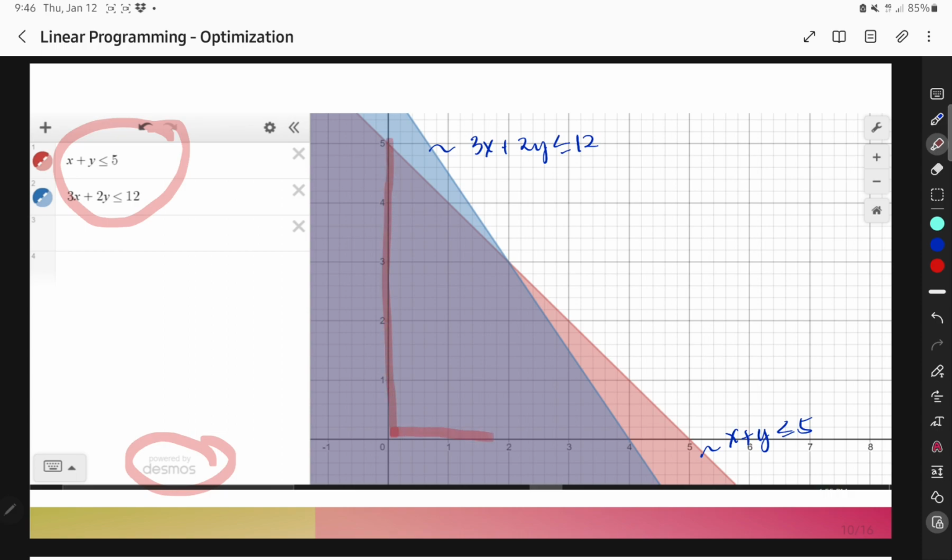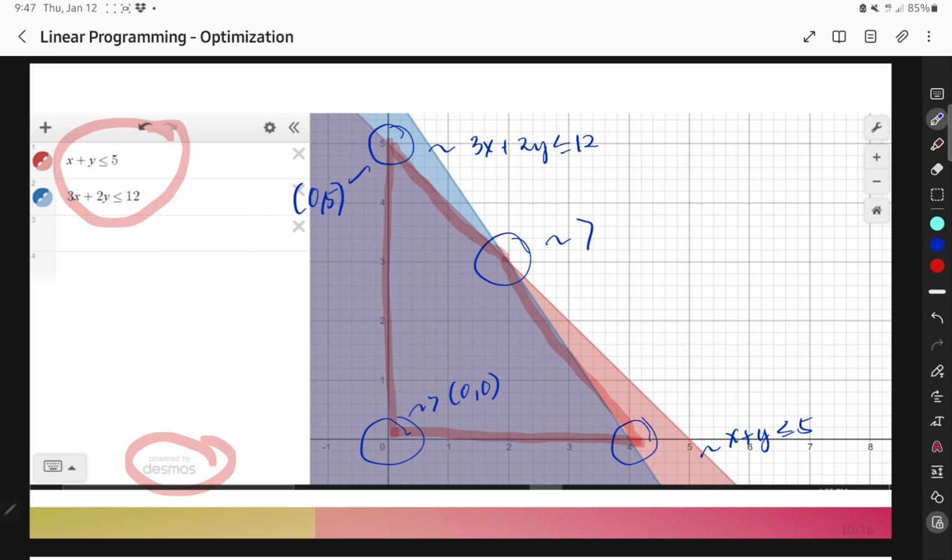So, this, this is the area where the two overlap. And for our corner points, we have these points here. Okay, so this here is our 0, 0, okay, and then here you have 0, 5, and this one here is 2, 3, okay, and then here you have 4, 0, okay.